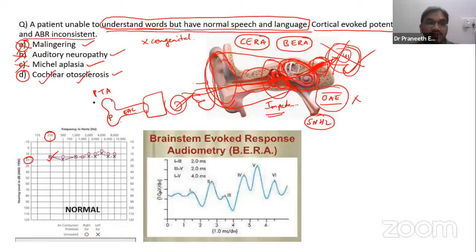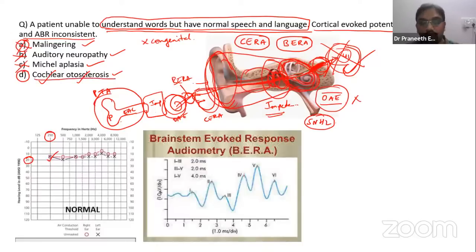External visibility will tell you whether this is normal or abnormal. Impedance will tell you whether the middle ear is normal or abnormal. Otoacoustic emissions will tell you whether the cochlea is normal or abnormal. BERA will tell you whether the auditory nerve is normal or abnormal. And any problem in the central cortex area, CERA will tell you. So remember this. The answer here will be cochlear otosclerosis. Hope you have understood the point here.